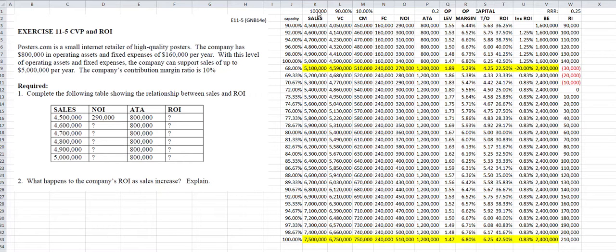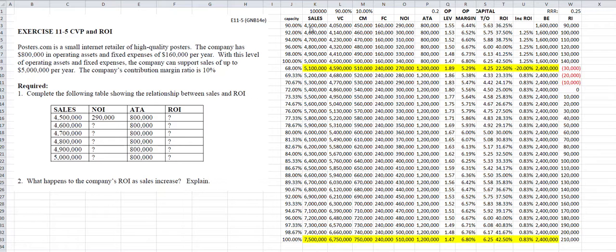Okay, so first off, in this row up here, sales in this table are going to be incremented by $100,000. Our contribution margin ratio is 10%, therefore our variable cost as a percentage of sales is 90%. We're told that the company has an investment in assets of $800,000, and that correlates to fixed costs of $160,000. So the relationship between fixed cost and our investment in assets, or average total assets, is 20%.